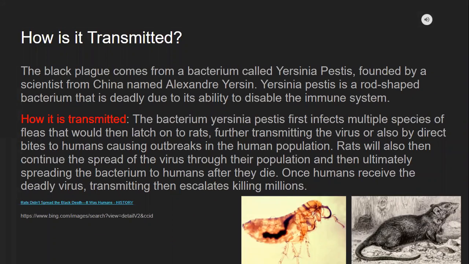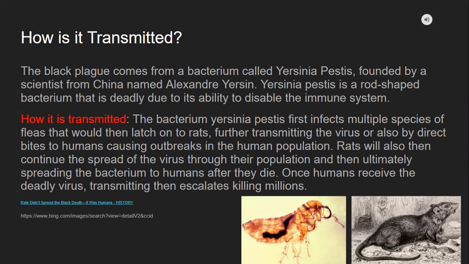So how exactly is it transmitted? Well, the Black Plague comes from a bacterium called Yersinia pestis, found by a scientist from China named Alexandre Yersin. Yersinia pestis is a rod-shaped bacterium that is deadly due to its ability to disable the immune system.